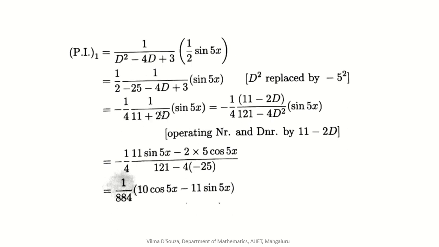So 11 plus 2D into 11 minus 2D is 11 square minus 2D square. 11 square is 121, minus 2D square is 4D square. Again you can substitute for D square as minus 5 square, which I have done here. Minus 1 by 4, 11 into sin 5x minus 2 into D of sin 5x. What is D of sin 5x? Differentiation of sin 5x is cos 5x into 5, divided by 121 minus 4 into D square, which is minus a square, minus 25. Multiply and simplify the term.